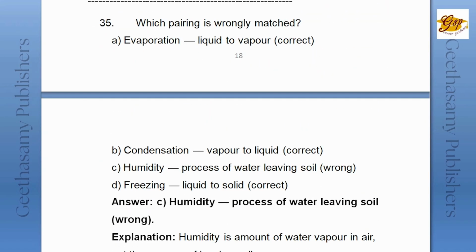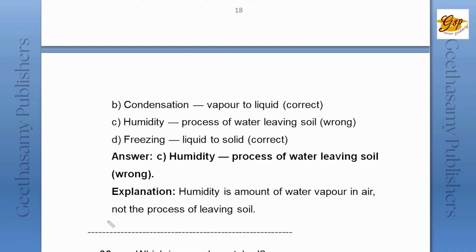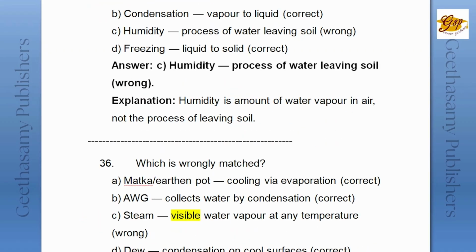And 35th question, which of the following pairs is wrongly matched? Evaporation, liquid to vapor, correct. Condensation, vapor to liquid, correct. Humidity, process of water leaving soil, wrong. Freezing, liquid to solid, wrong. So the correct answer, that is wrongly matched, is humidity, the process of water leaving soil. Explanation: humidity is the amount of water vapor in the air, not the process of water leaving the soil.